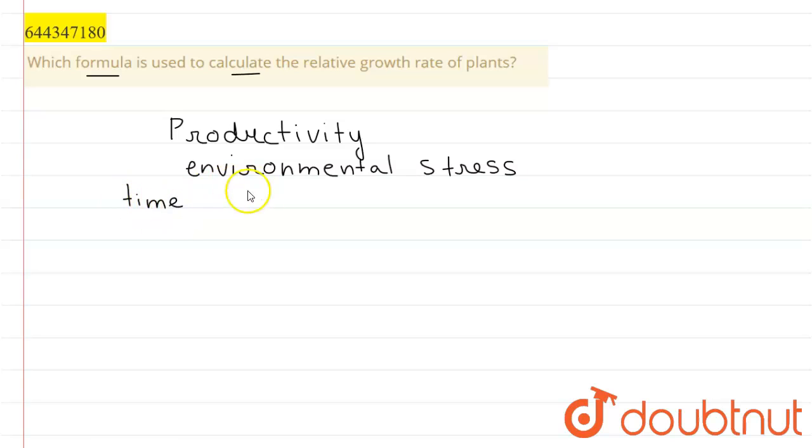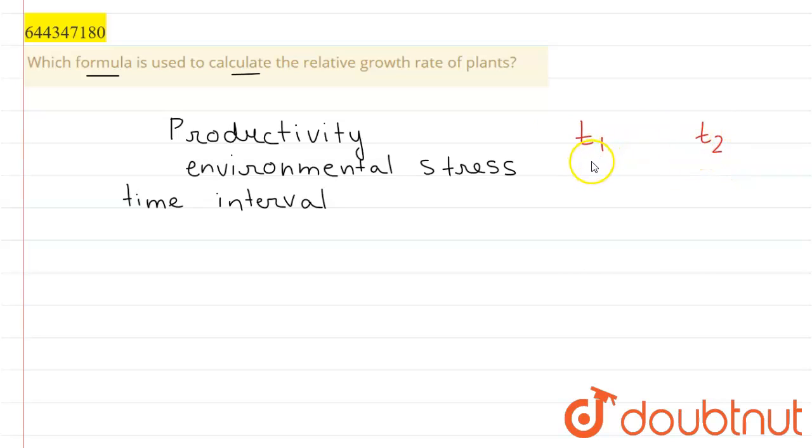So this is a time dependent calculation where the growth rate is calculated from one interval of time, that is one point of time, to another. So if we take an example, it will be clear. So let us take two time intervals. Let's just say T1 is the time of the first harvest, because we are talking about productivity here, that is how much a plant can produce. So we are taking one harvest time, that is T1, and the second harvest time, T2.